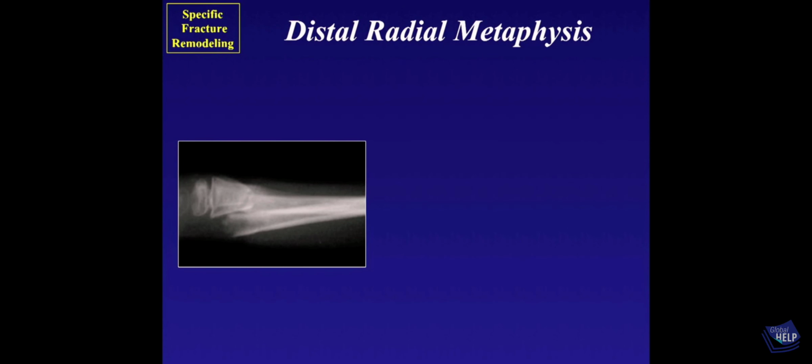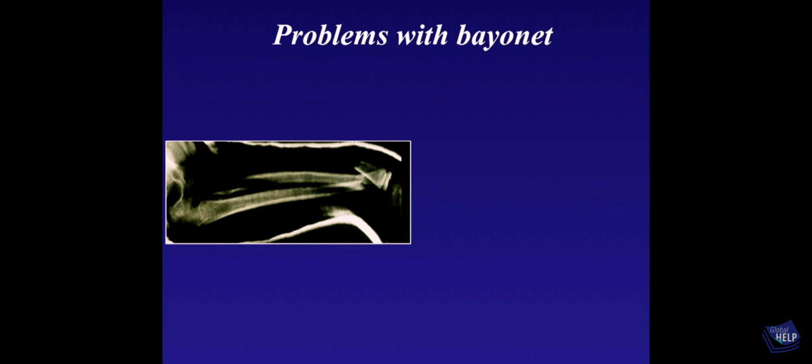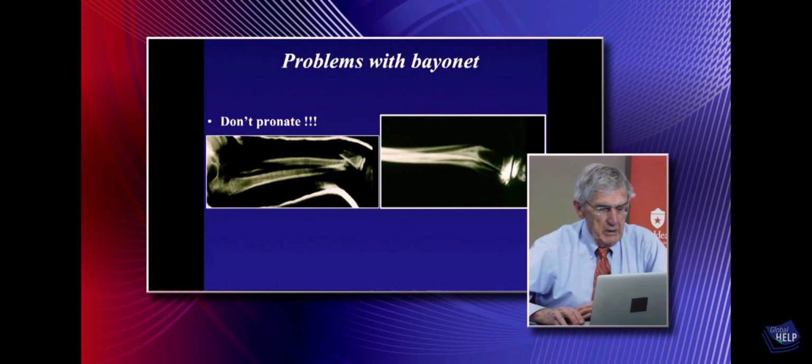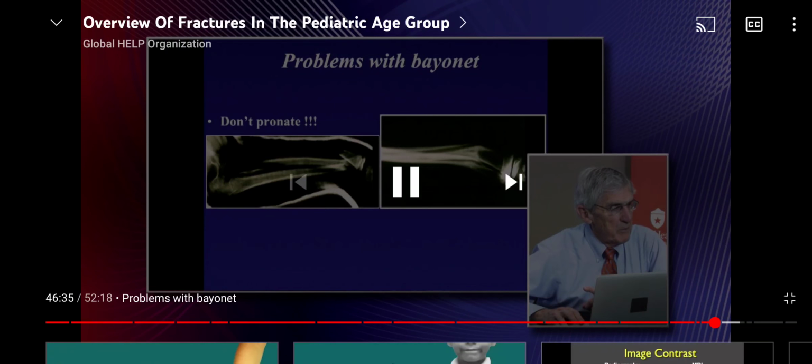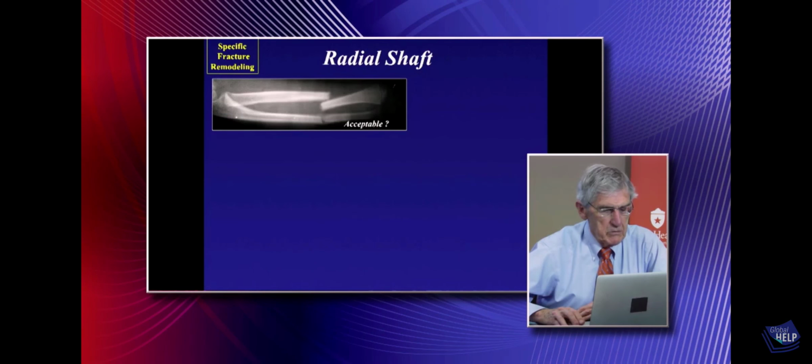In distal radial metaphysis, you can see bayonet apposition. In fact, we now know we don't even need to reduce these because they will completely remodel, as long as they have 2 years of growth left. Now the problem with bayonet is that you need to put it in neutral. If you put it in pronation, you get a rotational malalignment which won't remodel. And this patient ended up with a rotational deficit. So you have to immobilize it in neutral.